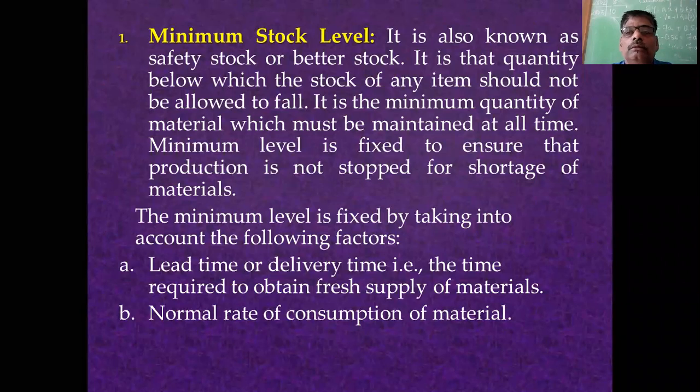I will give you one example. Suppose you place one order for the new material, and the supplier will send the new stock within 10 to 14 days. If you place the order today, you will get the new stock within 10 to 14 days. The average is 12 days. On an average, within 12 days, you will get the new stock.